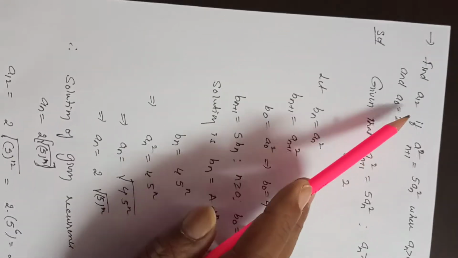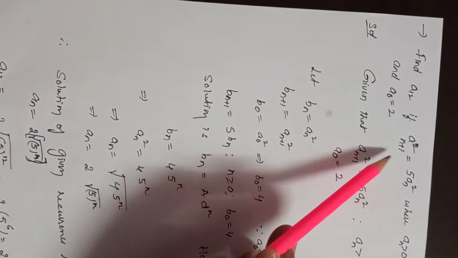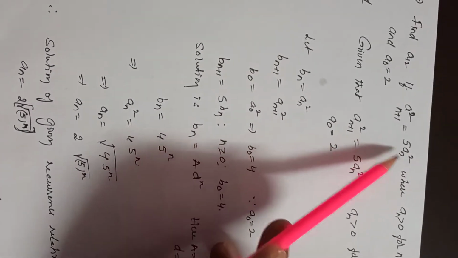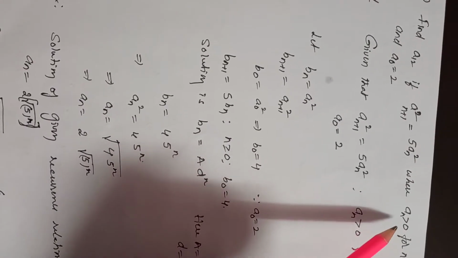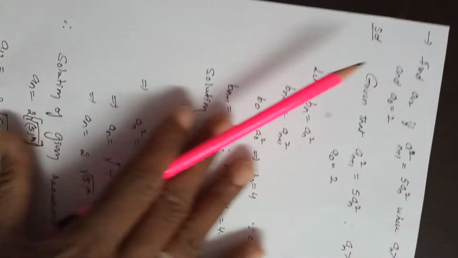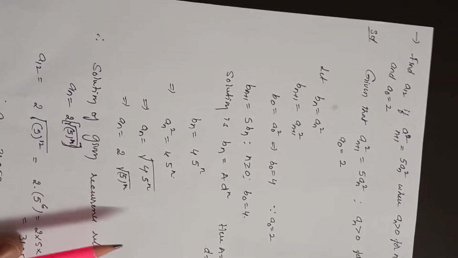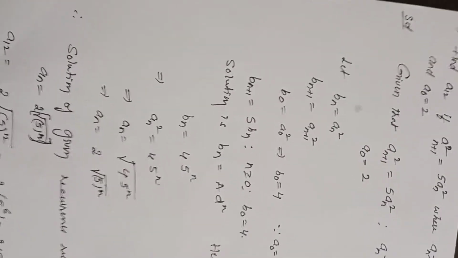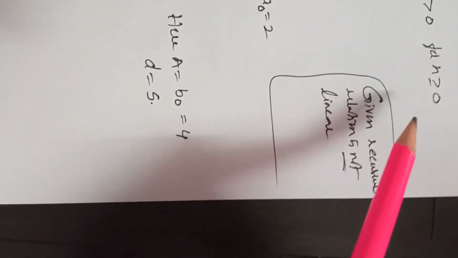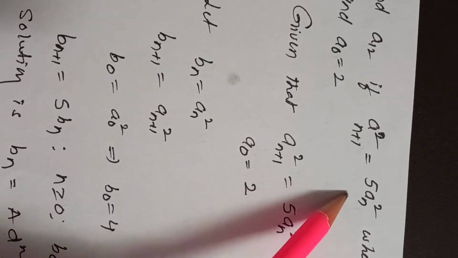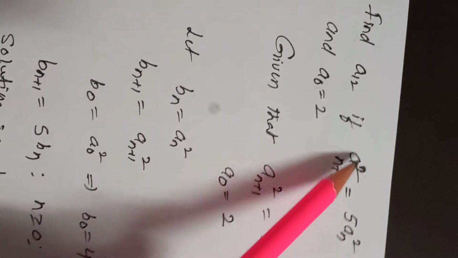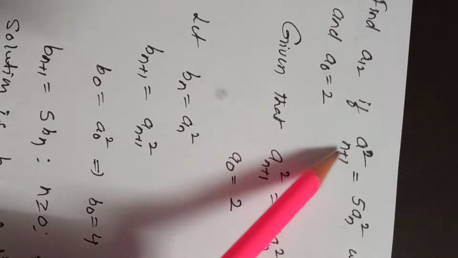Find a_12 if a_{n+1}^2 = 5a_n^2, where a_n > 0 for n greater than or equal to 0 and a_0 = 2. Right? This is a recurrence relation, but it is not a linear recurrence relation, because the product of terms is there. a_n into a_n is a_n square, a_{n+1} into a_{n+1} is a_{n+1} square. If a product of terms is present, then that equation is not linear.